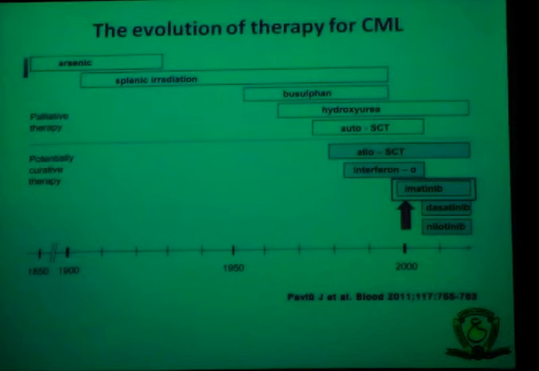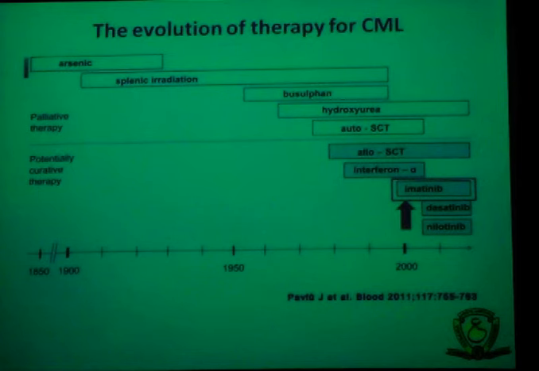So here I present the history of treatment of chronic myeloid leukemia, how it started. Initially the treatment was with arsenic, and in the early 1900s started with splenic irradiation, then after the 1950s it shifted to busulfan, hydroxyurea, stem cell transplantation, either auto or allo transplantations, and more recently in the 1970s and 80s with interferon alpha, which was also a bit successful. I will show how these different treatment modalities affected the survival of CML patients.